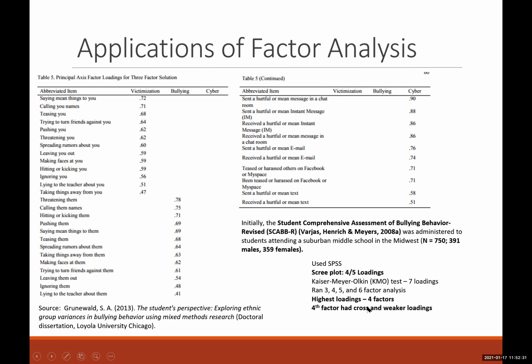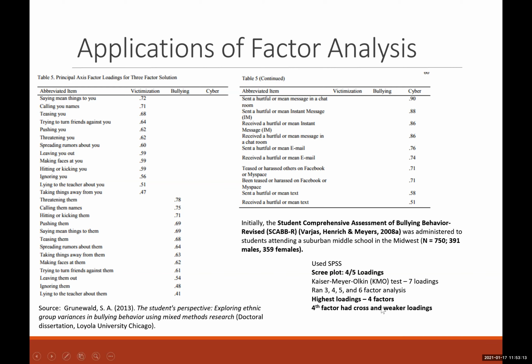We found that the highest loadings came from 4 factors, but while we had the highest loadings from the 4-factor solution, the 4-factor solution also had a lot of cross loadings and a lot of weaker loadings. Weaker loadings in this case are when correlations or intercorrelations are 0.3 or less. So if you remember from correlations, 0 to 0.3 is considered a weak correlation, anything above 0.3 to 0.7 is considered a moderate correlation, and then 0.7 and above is considered a strong correlation.